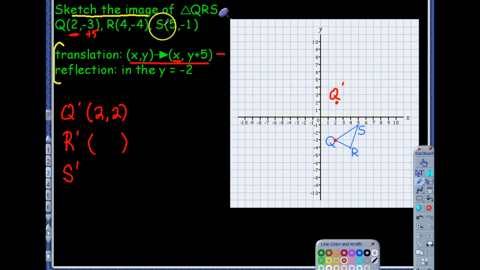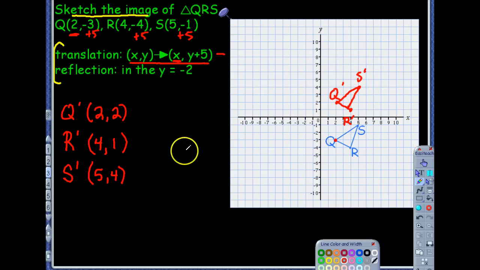And you can also, again, get the ordered pairs without doing this. So 1, 2, 3, 4, 5. And 1, 2, 3, 4, 5. All right, so S prime is at 5, 4. And R prime was at 4, 1. And if you notice, it didn't change the x. I add 5 to this. There's where I'm getting the 1. Don't change the x, add 5 to that.